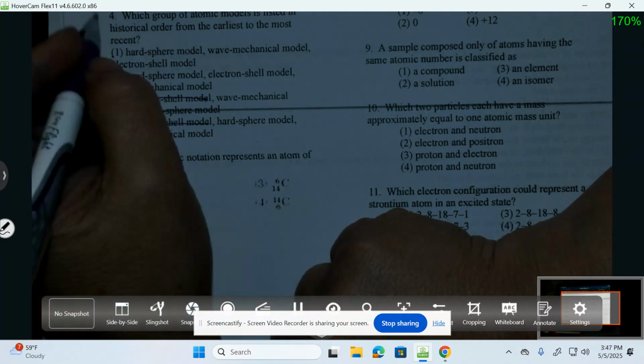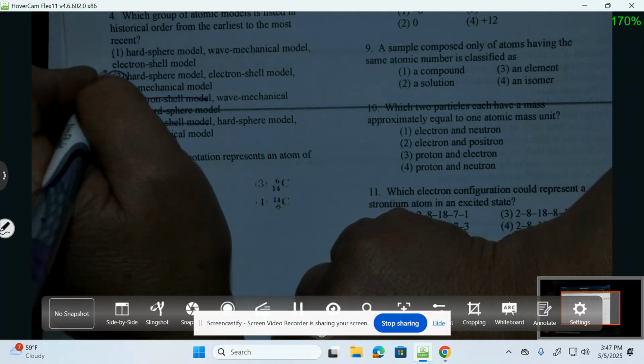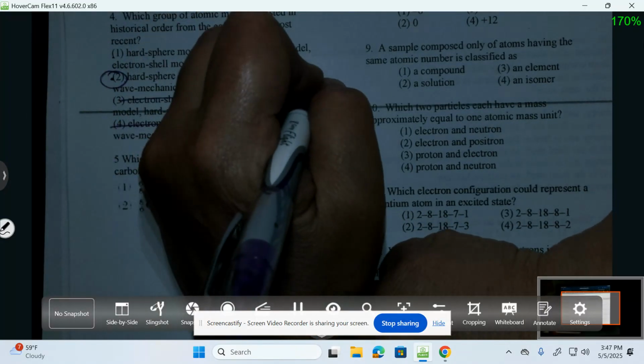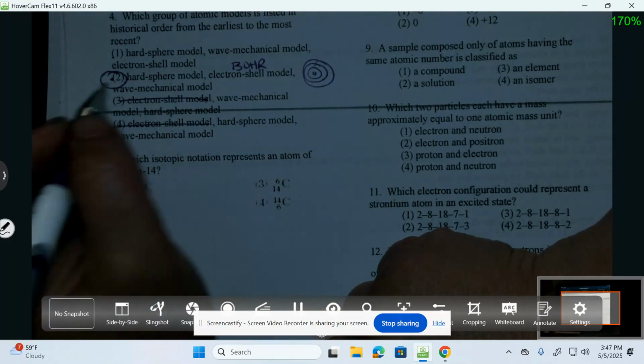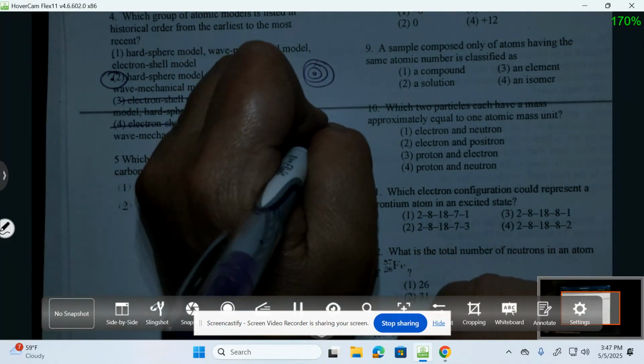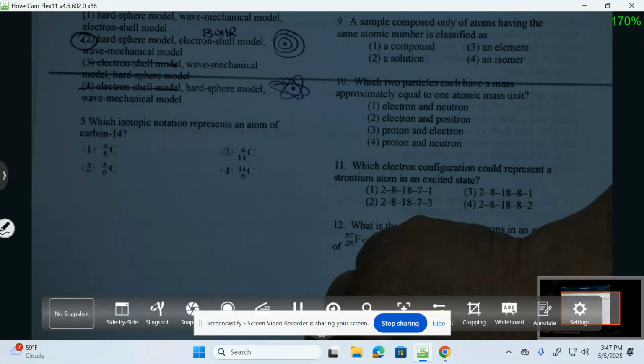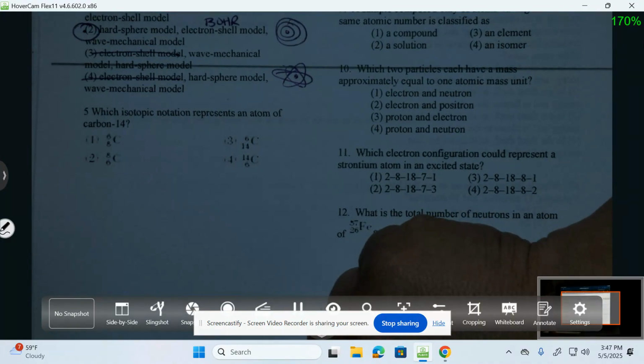Okay, so the electron shell model, that's Bohr. He's the one who said they were like this. And the wave mechanical model is the one that looks like that, where they're in three-dimensional regions of space. Okay? Alright, which isotope notation represents atoms of carbon-14?